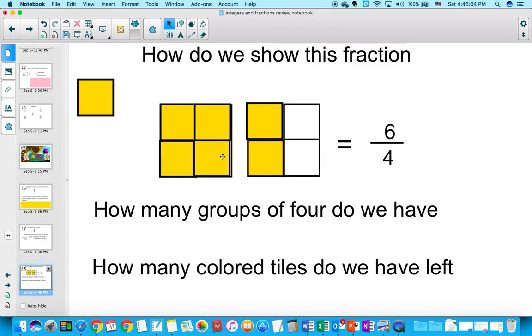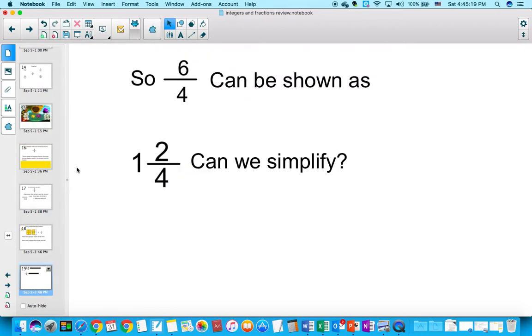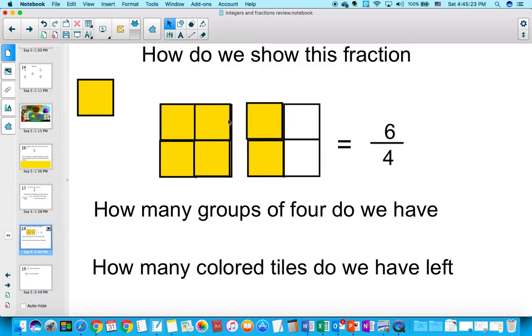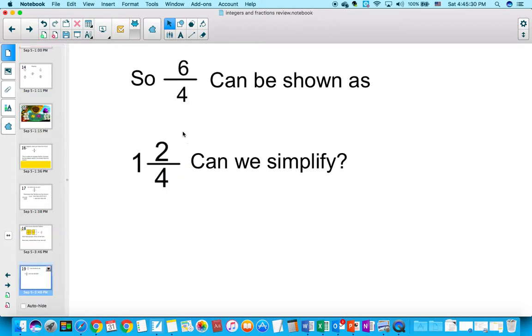Nice and easy. So how many groups of 4 do we have? Well, we have one group of 4, right? It's divided by 4. So we have one group of 4 here, and how much do we have left? Well, 2. So we can write this as 1, because we have 1 whole here. And then we have 2 left over. We have 1 whole here, we have 2 left over out of 4.